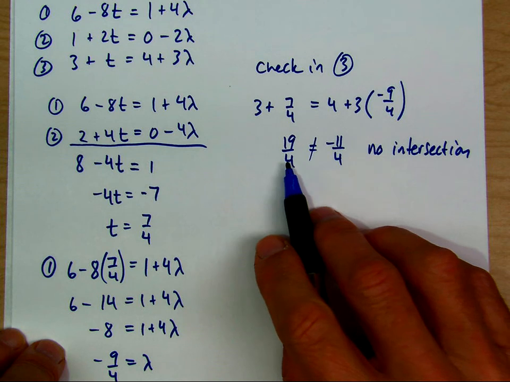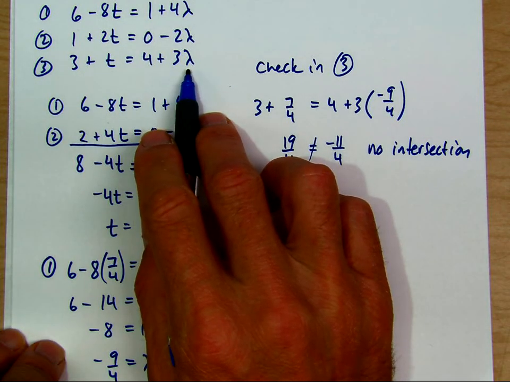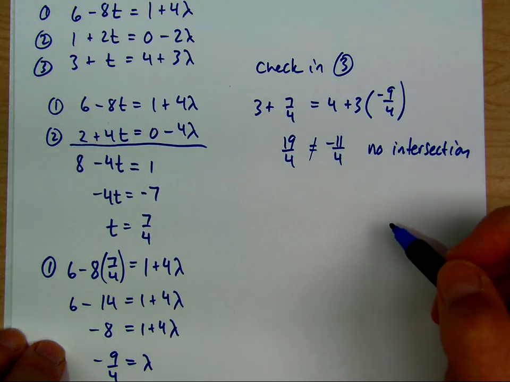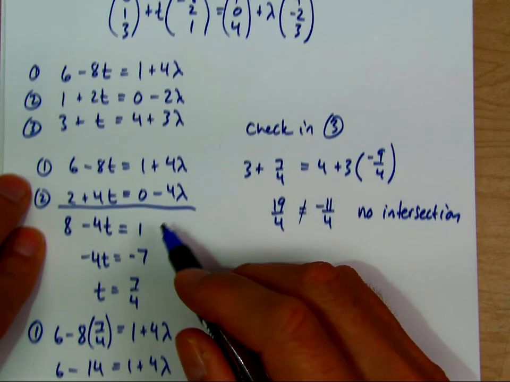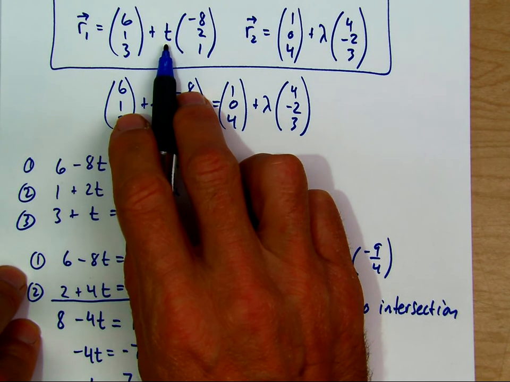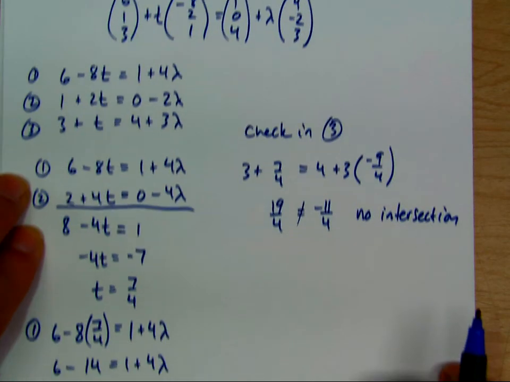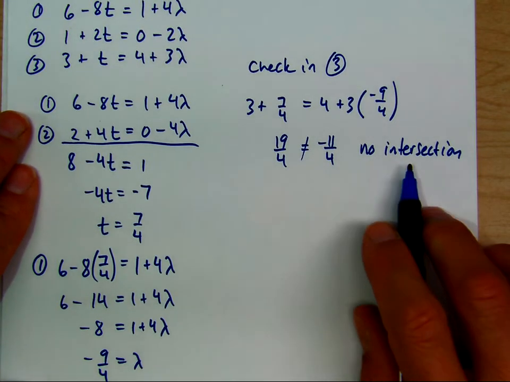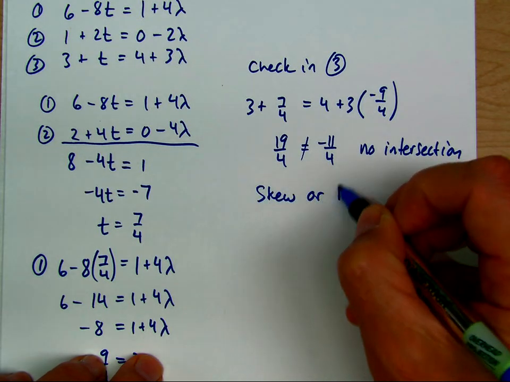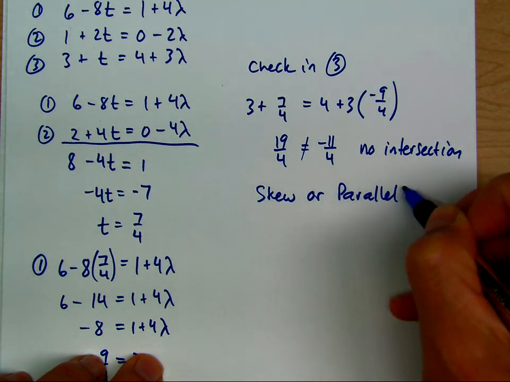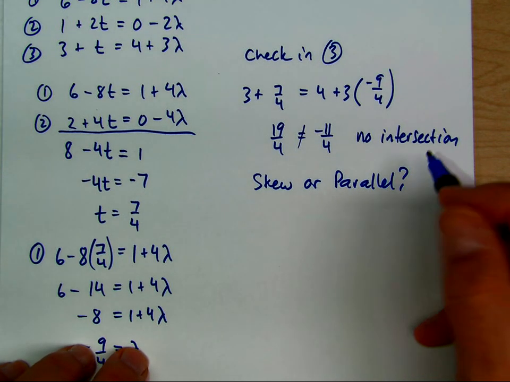If these were equal, if the parameters made equation 3 true, then there would be an intersection, and the intersection would be, we would just take t as 7/4 and substitute it into the original, evaluate everything, and that'll be the intersection of the two lines. If there's no intersection, then we can find out if the lines are skew or parallel. So we know that if they're not parallel, then they're skew because they don't intersect.